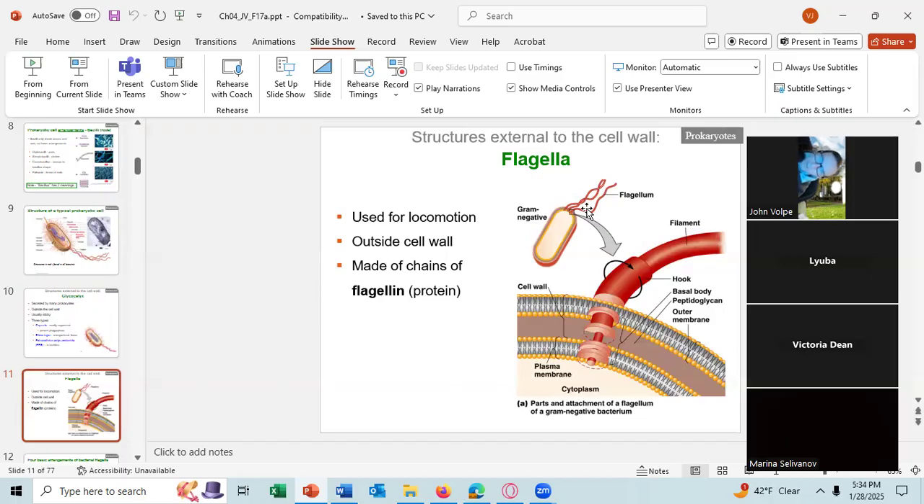Flagella is mostly made up of the protein flagellin. Flagella are mostly outside the cell wall. So there's the flagella there, flagellum here. It's mostly outside the cell wall, but there is a small portion of the flagella which is inside the cell wall. And there's even a small portion that is inside the cell membrane. But the vast majority of the flagella is outside the cell. Any questions about any of that?